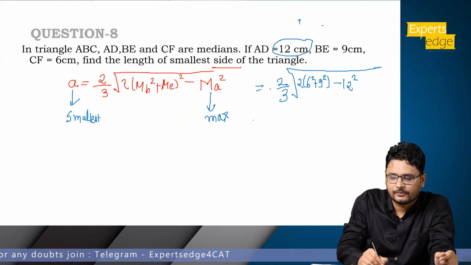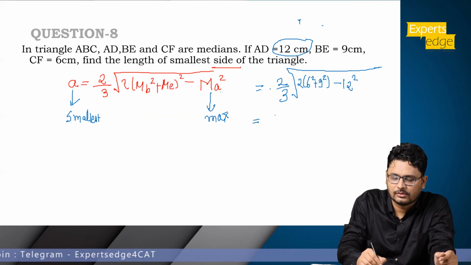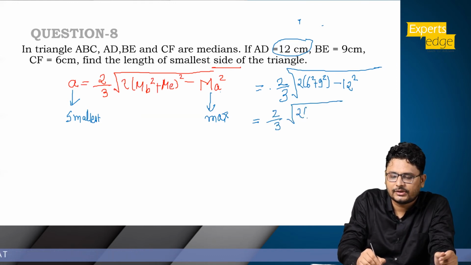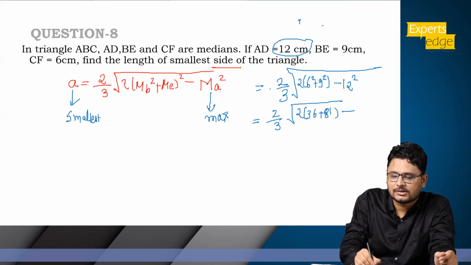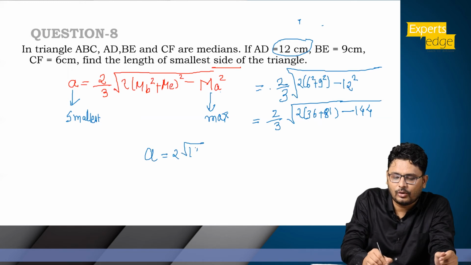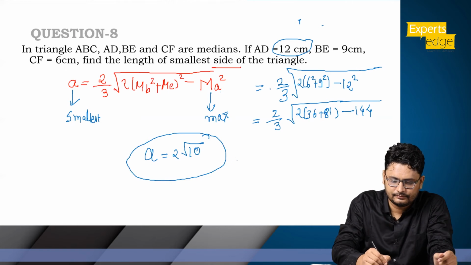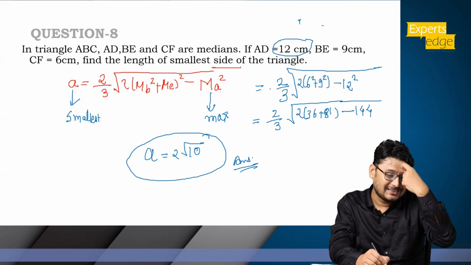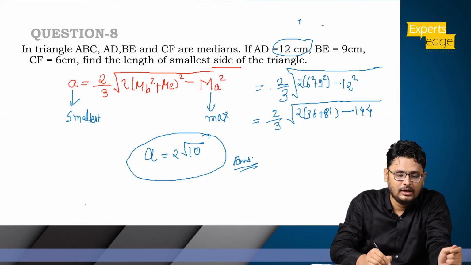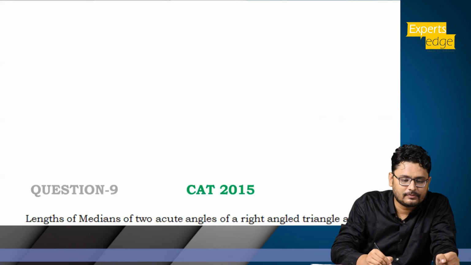Okay, so basically if you solve this, 2/3 root of, this is twice of 6 square, 36, plus, not 64, 81, minus 144. On solving this, you will get A as 2 root 10. Okay, just 2 steps more. Okay, so I hope this part is clear. So please remember guys, this formula is very important. Okay, now let's move to the next part.